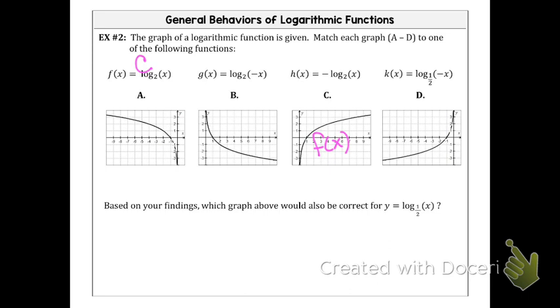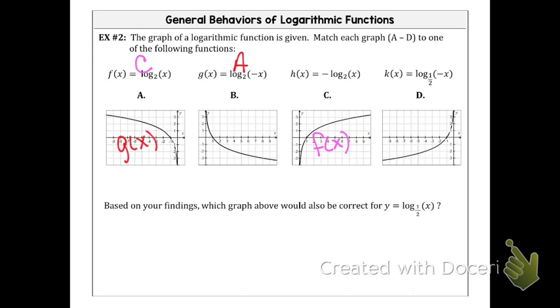All right, then if I have log base 2 of negative x, that's literally taking graph C and reflecting it across the y-axis, because that's what that negative is going to do. So when I look on here, which one looks like C but reflected across the y-axis? That's going to be A. And so this one is my g of x.